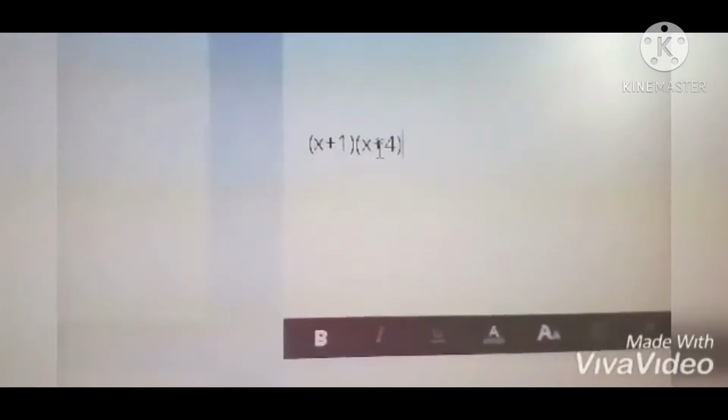So we have to arrange it. Open parentheses, then x, because x is the variable. Then plus 1. And then another parentheses, x plus 4. That's our answer for this given.